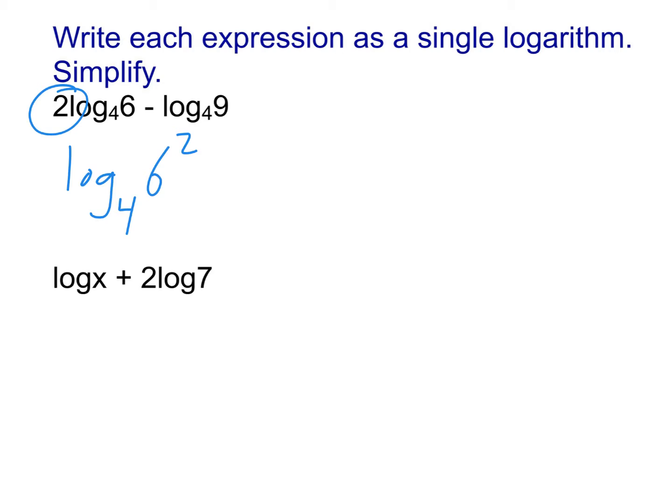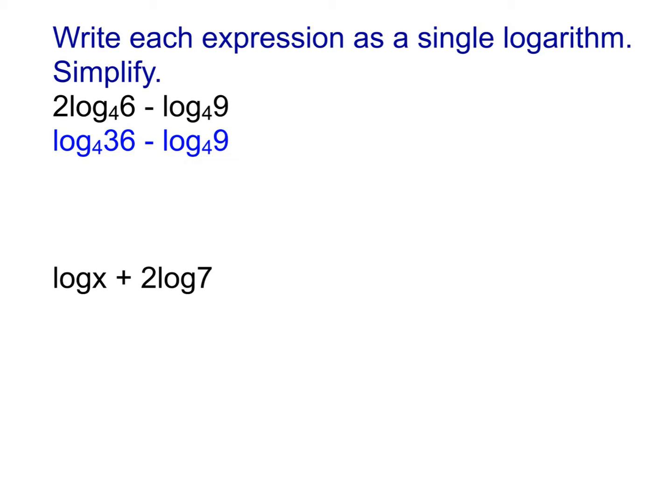And so then we actually do the 6 squared. So at this point, we now have log base 4 of 36 minus log base 4 of 9. Now that I've done that, I can take care of the subtraction. I can go ahead and write it as a single logarithm at this point. Now, when I subtract the logarithms, what does that become within a single logarithm? Division. Yeah. So this is going to be log base 4 of 36 divided by 9.